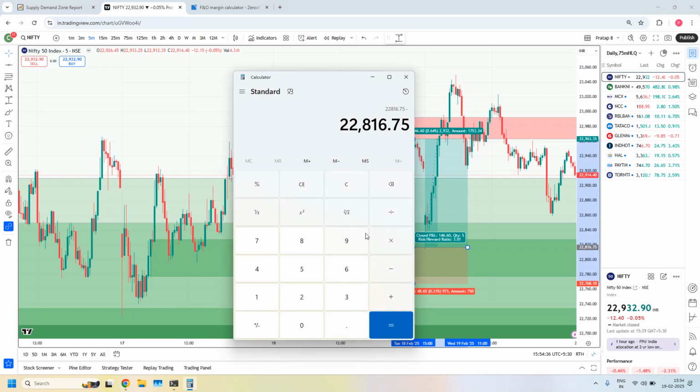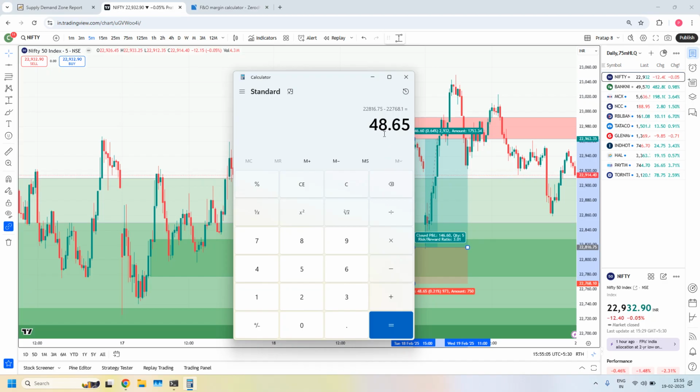So the stop loss value is 22,768.10. So how many points of risk do you have? 48.65 points. That means close to almost 50 points of risk you are expecting. 3 times reward means close to 150 points. Actually, it is 146 points or something it has given, because you have to do 48.65 into 3, as you are taking 3 times reward.